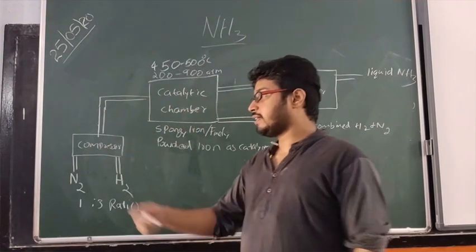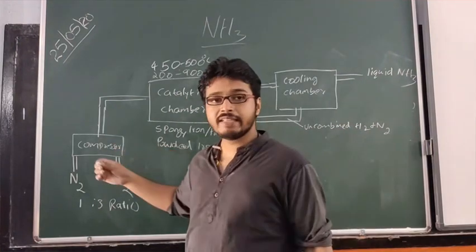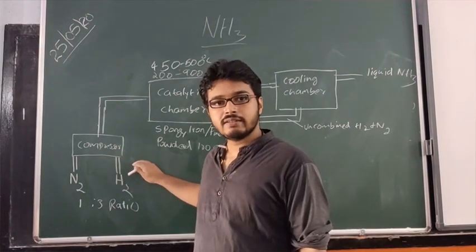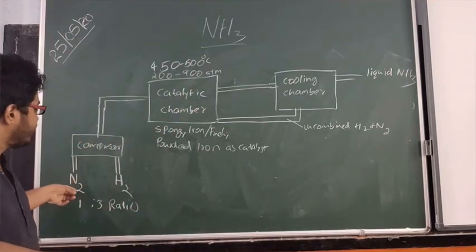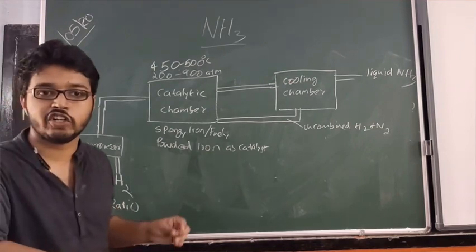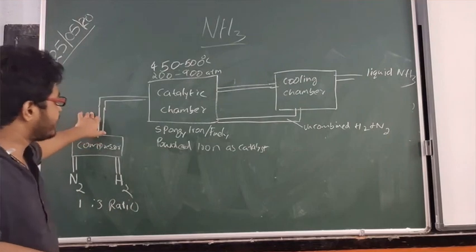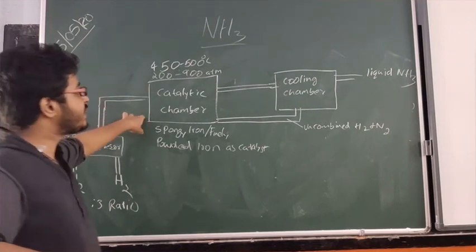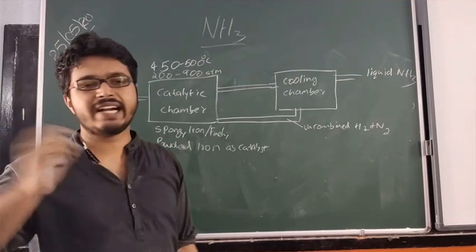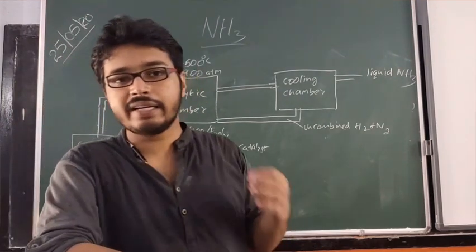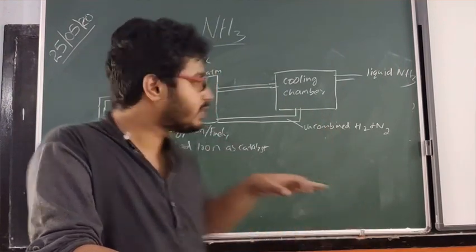Now, what is happening in this compressor? The compressor compresses the nitrogen and hydrogen mixture to a very high pressure. After that, these two gases are transferred to the next chamber, called the catalytic chamber. What is a catalytic chamber? It is a chamber in which the reactants react in the presence of a catalyst.